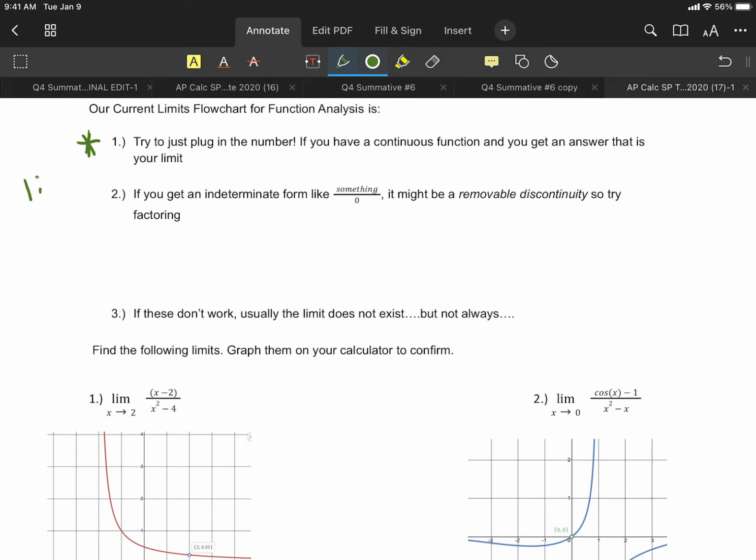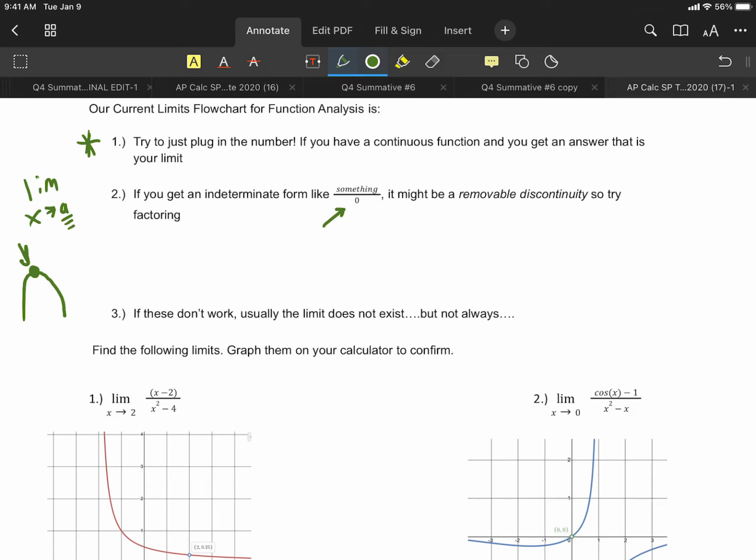So if you're approaching some value a, literally just plug it in. If you get that value, like say I ask you just for a normal parabola to plug in this value, yeah, that's the limit. The limit is the value of the function, and that would make it continuous. But where we came up with problems was where we had things in indeterminate forms, such as division by zero.